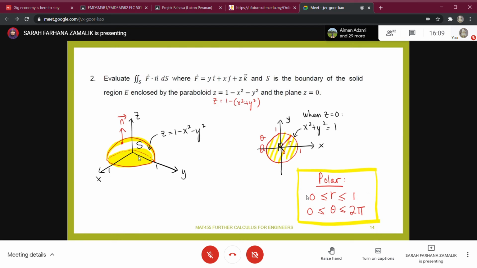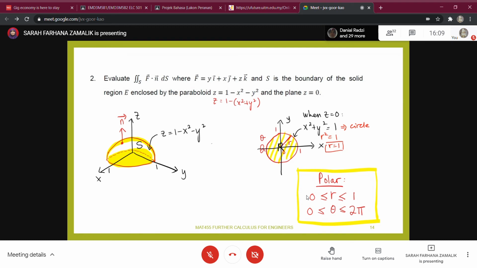Because this is a paraboloid, so senang je. When Z equals to 0, substitute into your equation of your paraboloid here. So that's why kita dapat x square plus y square equals to 1. So you know the equation of circle is actually x square plus y square equals to 1. So you know this is the equation of circle. Where your radius is 0 until 1, okay? Because this is r square equals to 1, hence r is 1. So radius for your circle here, 1 center at 0, 0.